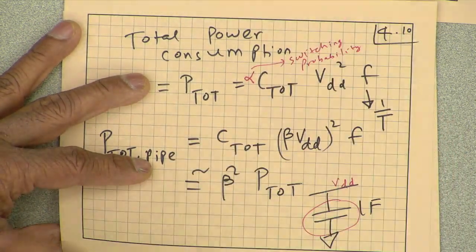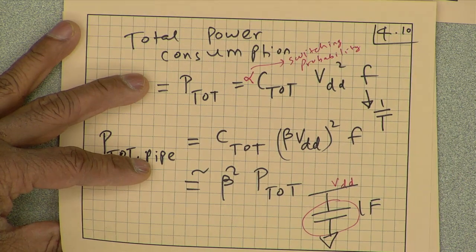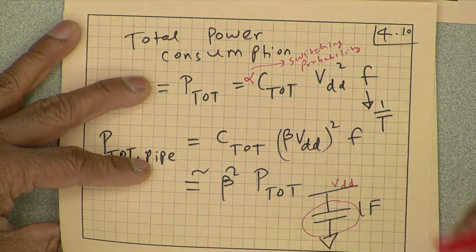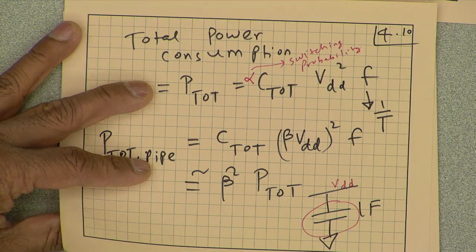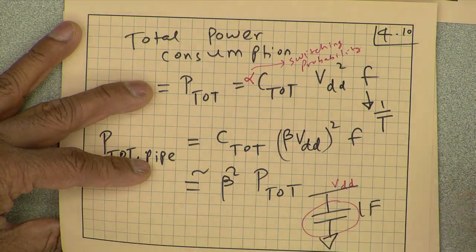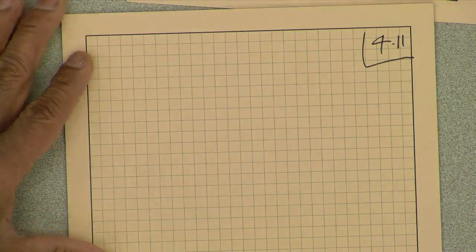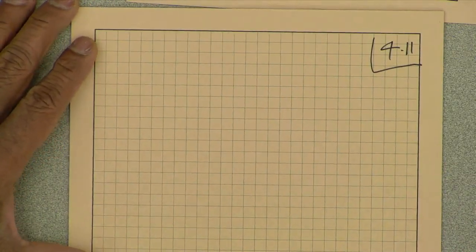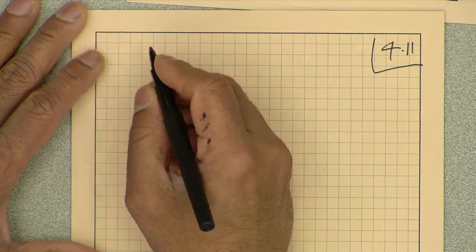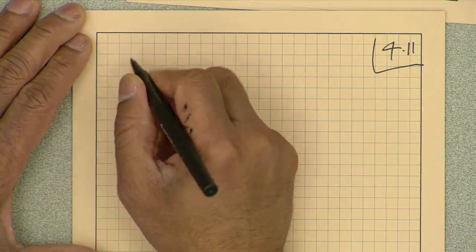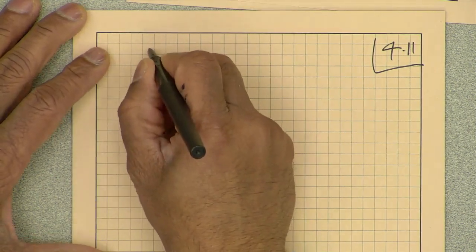So that's why we have this factor alpha. In this case, switching is 0, it does not switch, it does not change its state from 1 to 0. Okay, so how does parallel processing reduce power consumption?